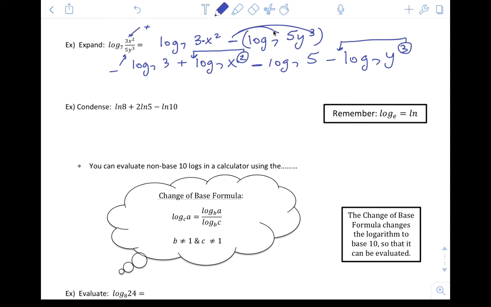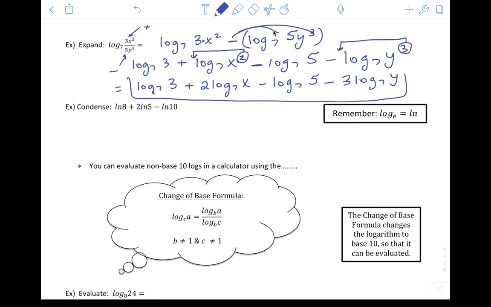So our final answer, positive log base 7 of 3 plus 2 times log base 7 of x minus log base 7 of 5 minus 3 times log base 7 of y. That is called expanding. So there's expanding and there's condensing. Expanding is breaking apart using those properties, and condensing is putting it right back together using those properties.